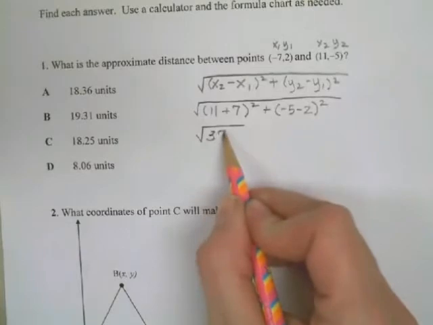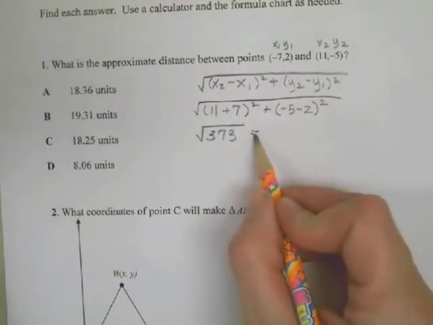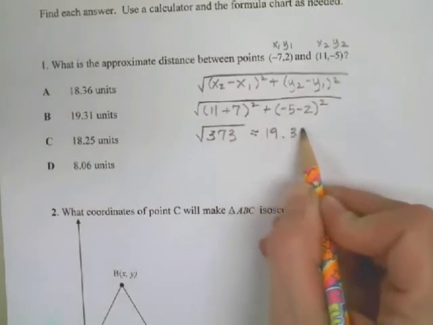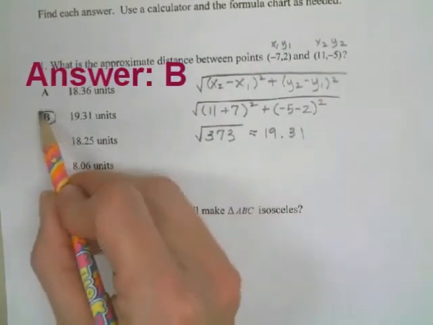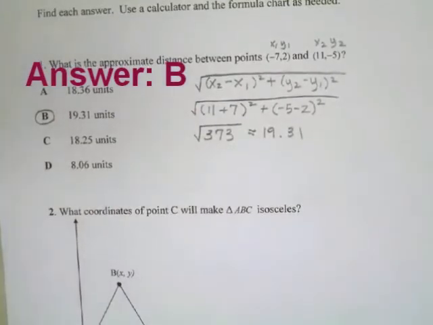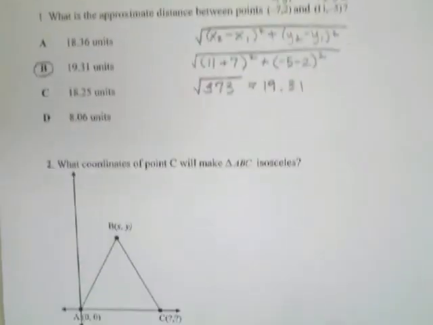I have the square root of 373. And the square root of 373 is approximately 19.31. So we will choose B for the approximate distance using your formula chart and your calculator.